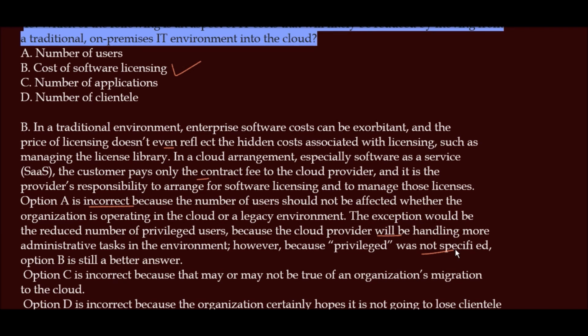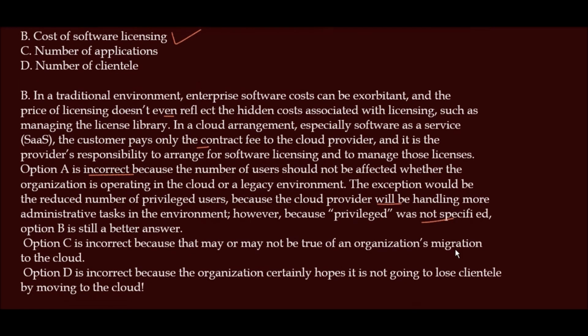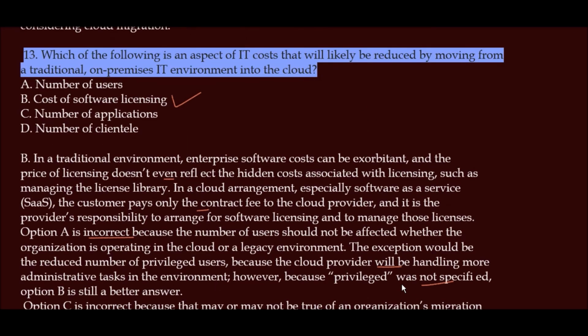Okay, if we are talking about option C, number of applications, it is incorrect because that may or may not be true for organizations migrating to the cloud. Option D, number of clientele, is incorrect because the organization certainly hopes it's not going to lose clientele by moving to the cloud. So here the correct answer is option B, cost of software licensing.